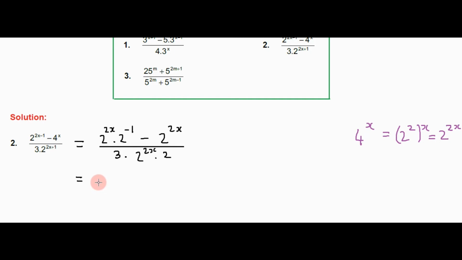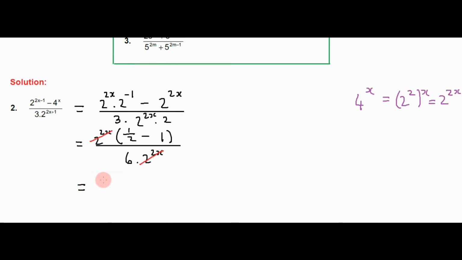Now we can take out a common factor in the numerator again. So it's 2 to the 2x, and in the first term we are left with 2 to the negative 1, which is a half, and then minus 1. 2 to the 2x into 2 to the 2x once. In the denominator we can also multiply 3 by 2 to get 6, and it's times 2 to the 2x. These factors cancel, and we are left with a half minus 1 in the numerator, which of course is negative a half, and 6 in the denominator, which is the same as 6 over 1.